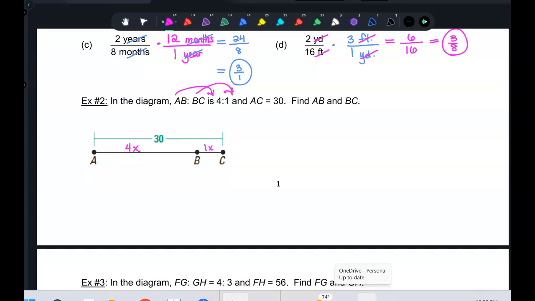Okay, so I'm going to introduce a variable so that it's basically the same numbers, but with an x. You can use any letter. So think of like AB matches with the 4, BC matches with 1. But I'm going to just put an x with each of these.